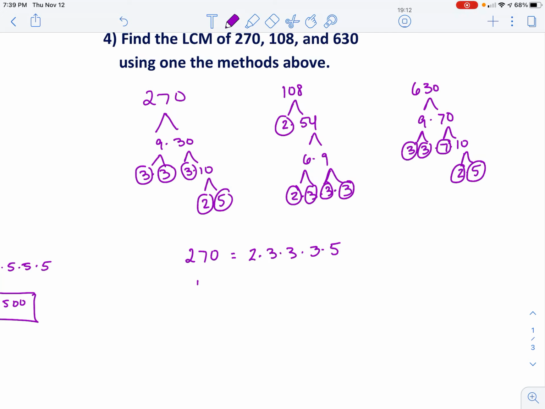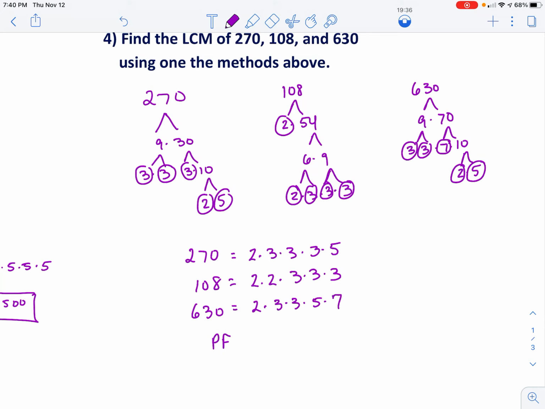There we go. For 108, we have 2 2's and 3 3's. And for 630, we have 3 times 3. Oops, I did it again. Let me put 2 first. I have a 2 here. 2 times 3 times 3 times 5 times 7. Okay, so I have all my primes down.